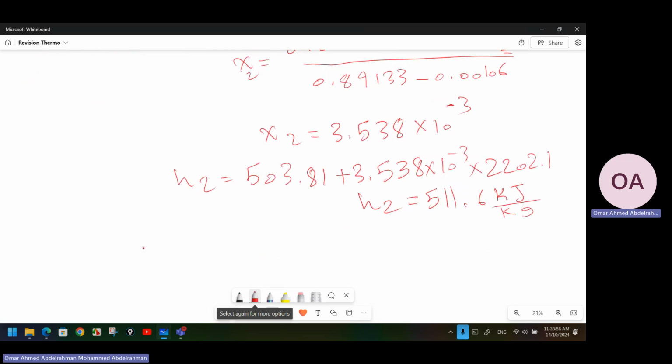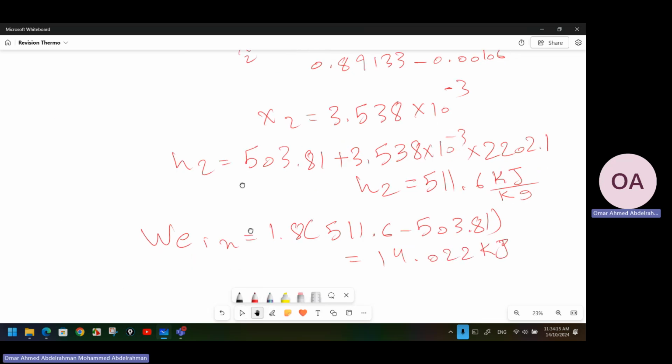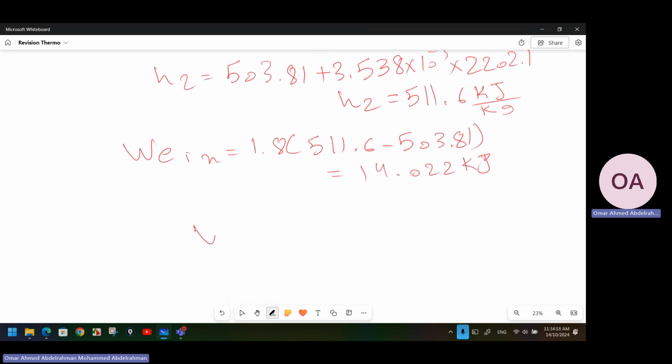So W, the work in kilojoules, is equal to 1.8 times (511.6 minus 503.81). I will get the value to be 14.022 kilojoules. Then I will divide this value by the time in order to get the power. It will be W_en over delta T, and this will give you 14.16 over 600 seconds, and at the end, this will give you 0.02337 kilowatt.